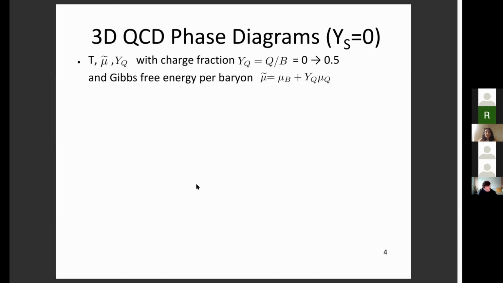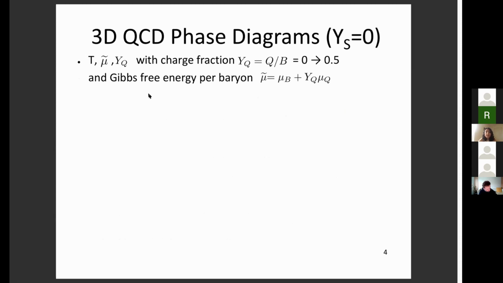So now I start discussing my results. First of all, I'm going to constrain my net strangeness to 0. So I still have strange quarks and hyperons, but only if they match the amount of anti-strange particles. So no net strangeness.